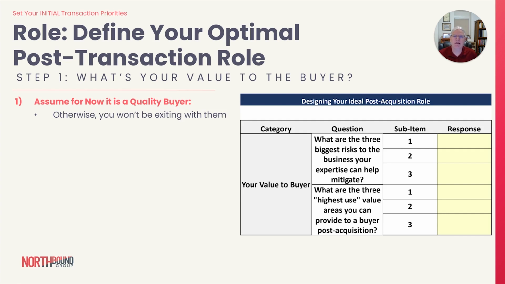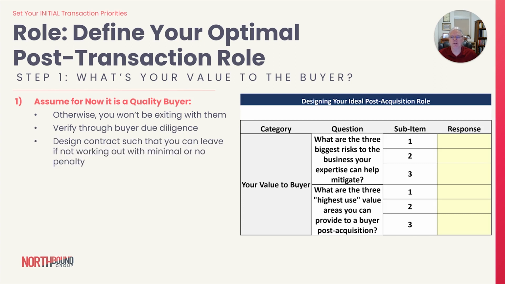Oftentimes, the reason I put that in there is people will say things like, well, what if the buyer is just not a good buyer to work with? Or what if the buyer doesn't have good capabilities, etc. And we have to recognize that at a certain level, we don't know everything when we do a deal, but we still have to believe when we're doing our planning that we have a quality buyer on the other side of the table. Otherwise, we wouldn't exit with them. We'll verify that through due diligence.